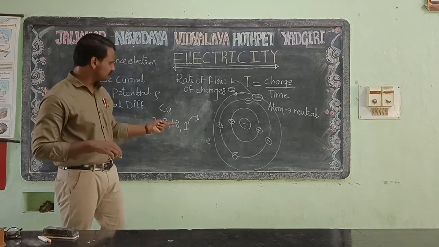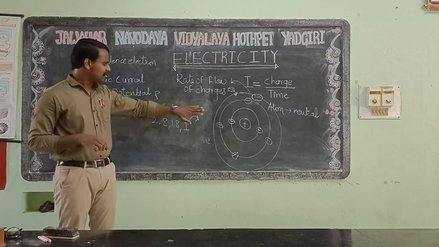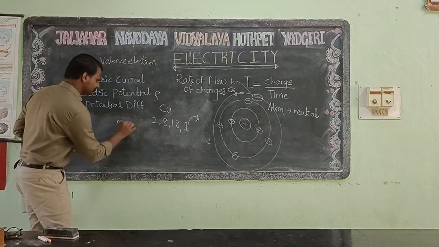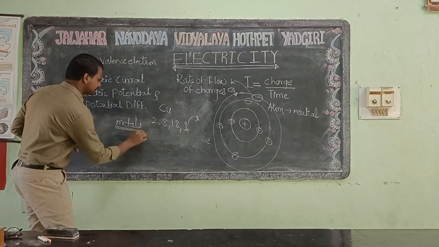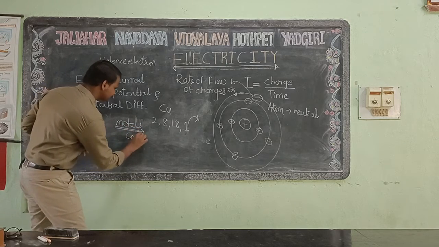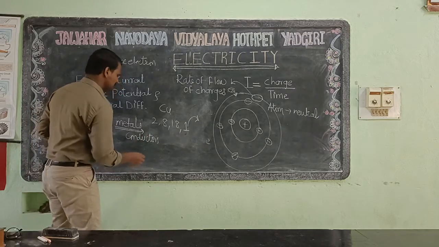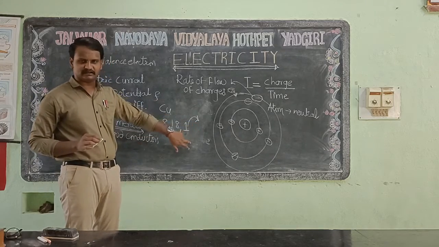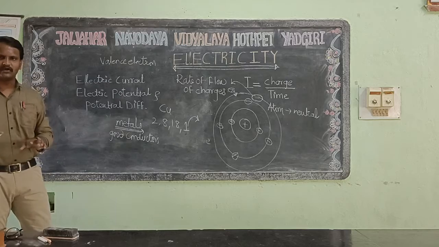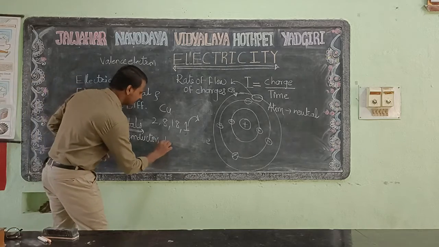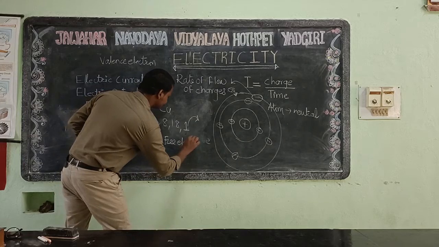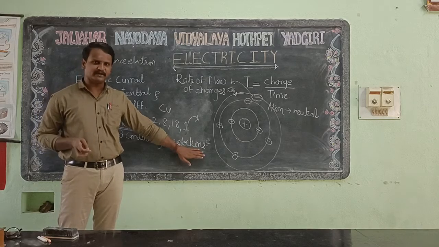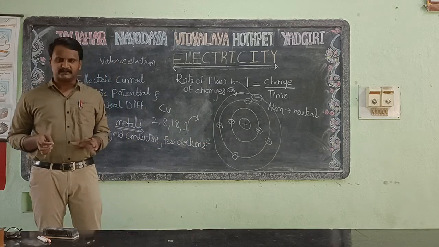Okay, clear? What is the flow of charges and what is electric current? Now for the flow of charges, we are considering metals only, because metals are good conductors of electricity. The reason is the valence electron present in the last orbit, which is also called a free electron. In metals, the free electrons are easily available. That's why we can create electricity.